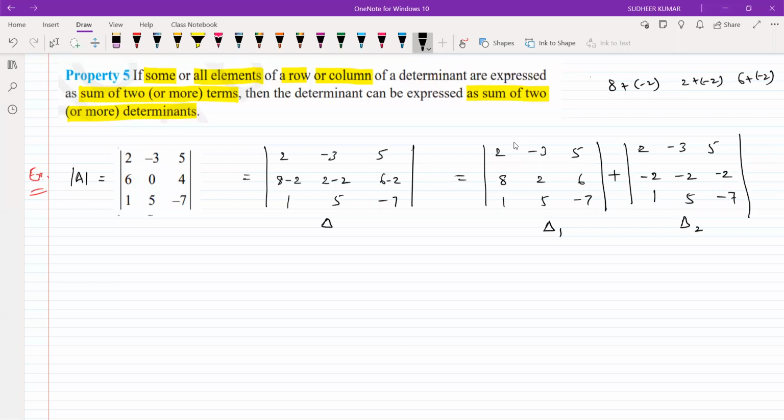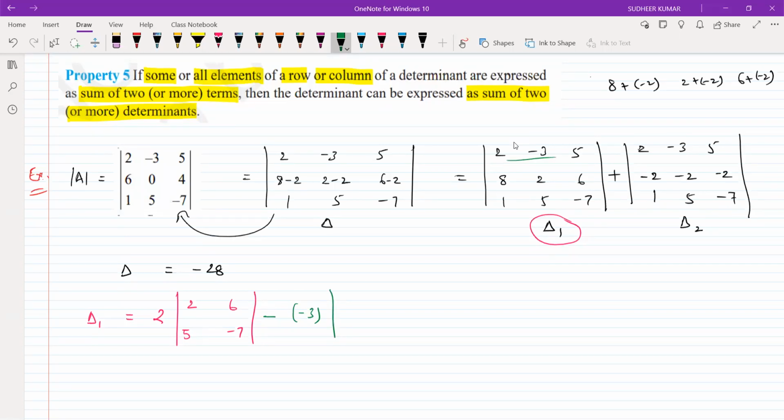Yes, sir. So let us find this result. This is nothing but this determinant only. The first determinant value is -28. Now we'll find the second determinant value, delta 1. So determinant 1 is expanding along R1. What will we get? 2 into, delete this row and column, this is 2, 6, 5, -7. And plus, next sign is minus we need. Minus of -3 times of, delete this row and column, so this is 8, 6, 1, -7. Next, plus 5 into, delete this row and column, 8, 2, 1, 5. That's it.